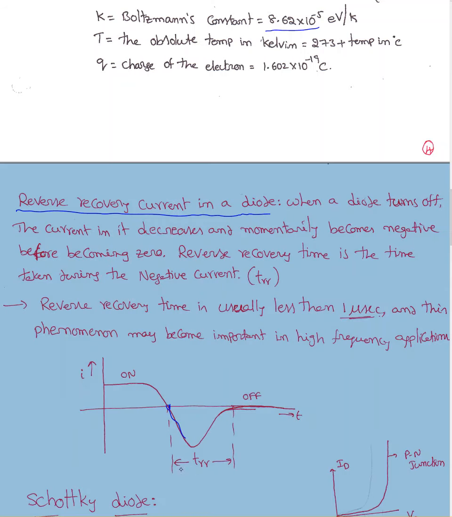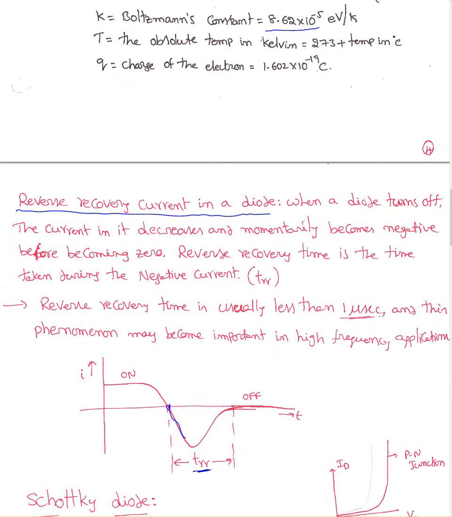We represent that duration with the symbol TRR. The reverse recovery time is usually less than 1 microsecond, and this phenomenon may become important in high frequency applications. In high frequency applications, say at kilohertz, the diode needs to turn on and turn off maybe 1,000 times. So in those cases, this TRR is very important.